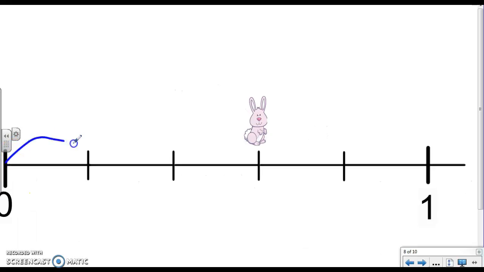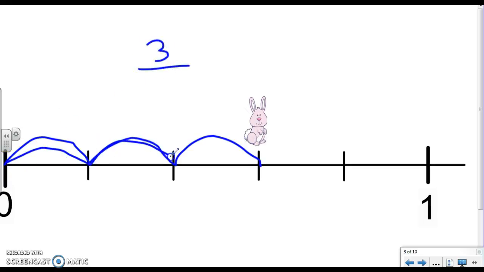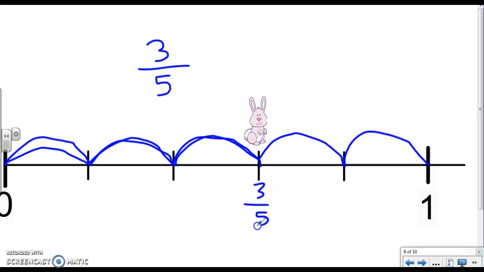If we look at this one, we've got 1, 2, 3 hops out of a total of 1, 2, 3, 4, 5 hops it takes to get all the way across the bridge. So this bunny is located at the fraction 3/5.